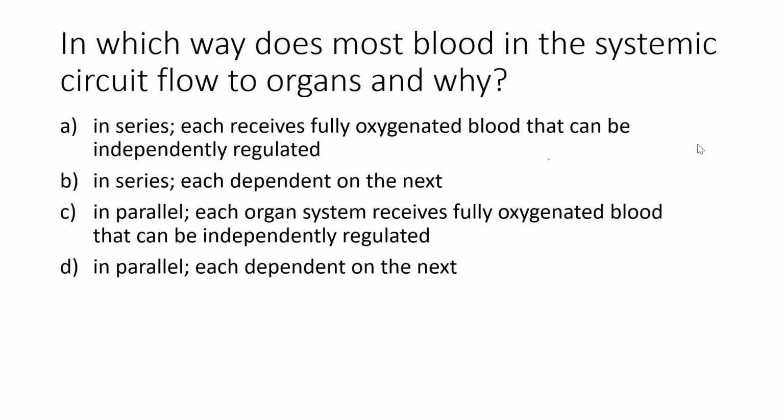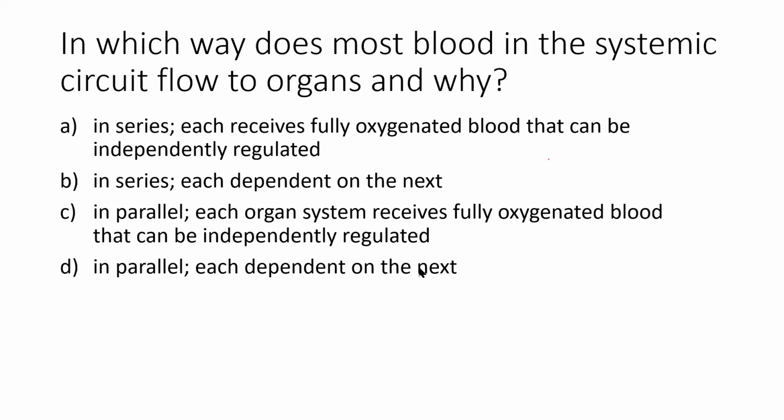So in which way does most blood in the systemic circuit flow to organs and why? And so many of you selected C, which is correct. It's flowing in parallel. So remember, we're talking about the systemic circuit here. So the blood that leaves the left ventricle travels out through the aorta to the arteries, arterioles, capillaries, venules, veins, and then back into the right side of the heart. And so all of that blood flows in parallel.